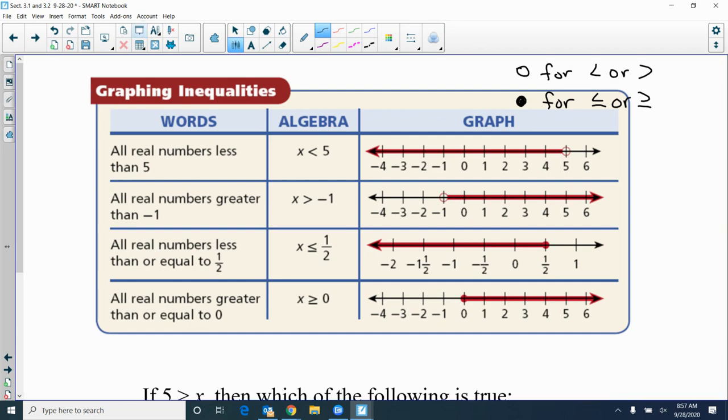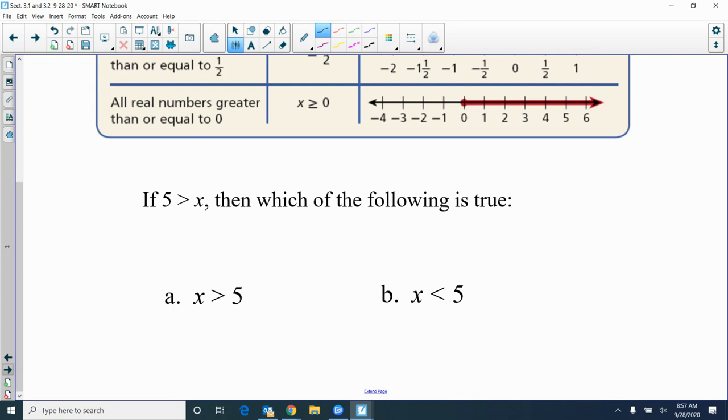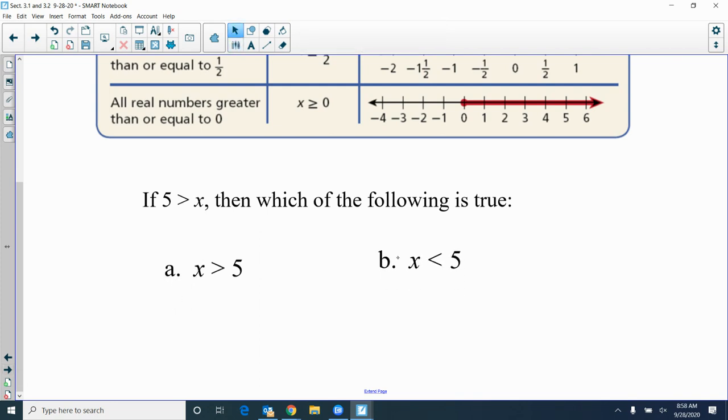I guess that's a pretty easy concept, but I can't tell you how many times when the test comes, kids will just do it backwards. Just figure out how to remember when you fill in the circle and when you don't. All right, this isn't on your notes, so just pay attention here.